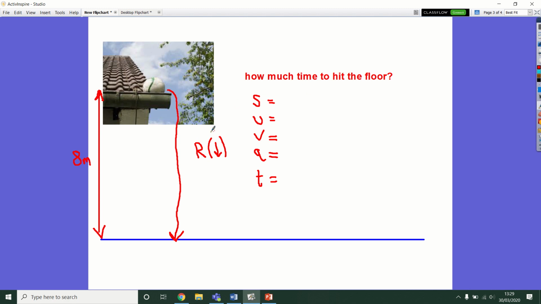Okay, so we're hitting the floor from where we started up here. The displacement we're going to have is 8 meters, and that will be positive because we are having displacement downwards towards the floor. Our initial velocity, well, we've started off with our ball at rest, okay? There's no downward velocity when we initially start to fall off of the gutter. So my initial velocity is going to be 0. I'm going to put at rest.